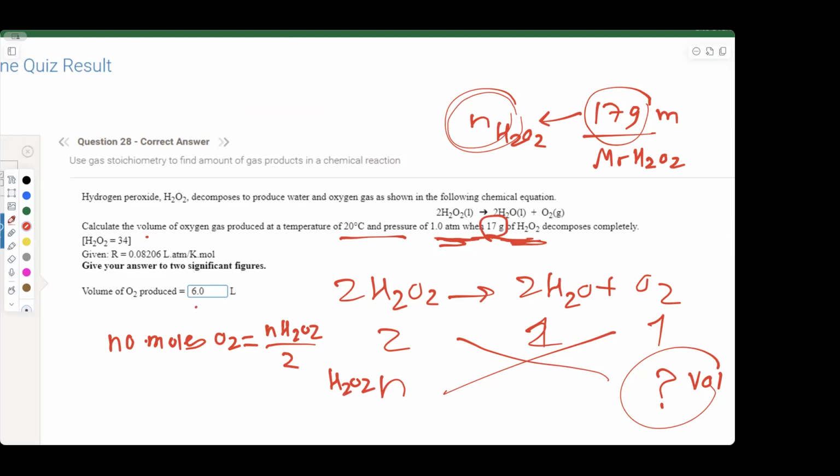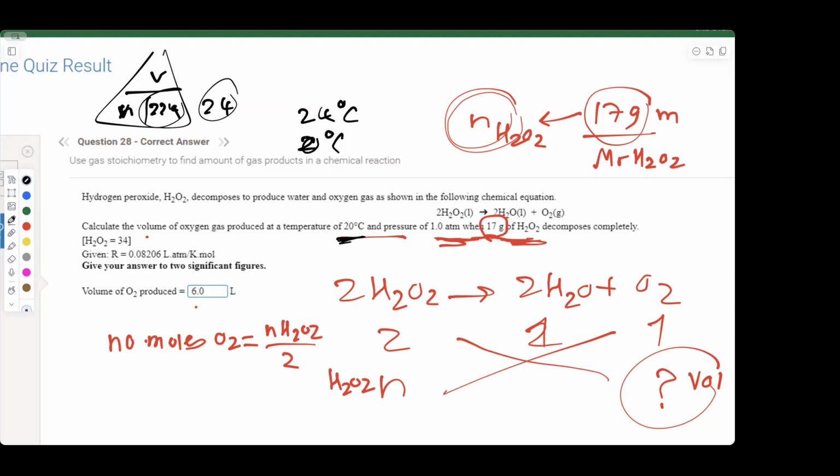How do I get the volume? Take care. Don't use this. Don't use number of moles equal to V over 22.4 or 24. He did not say 24 degrees Celsius. He did not say 0 degrees Celsius. He said 20. So I cannot use this. There is only one way. PV is equal to nRT.